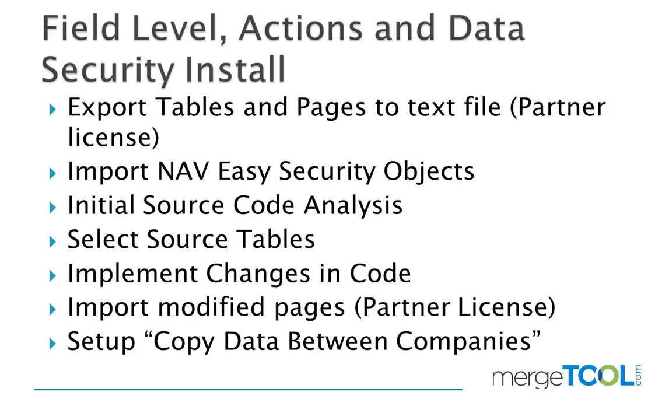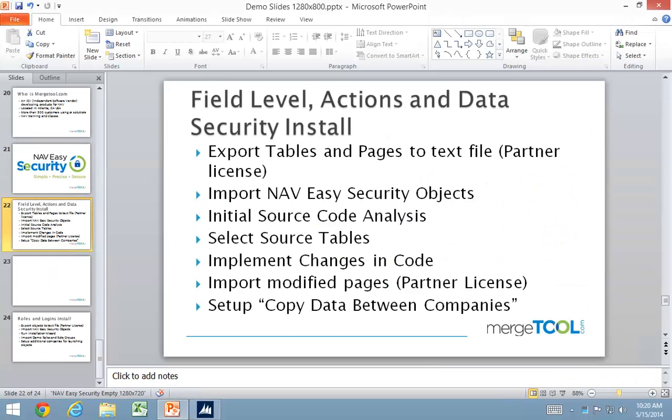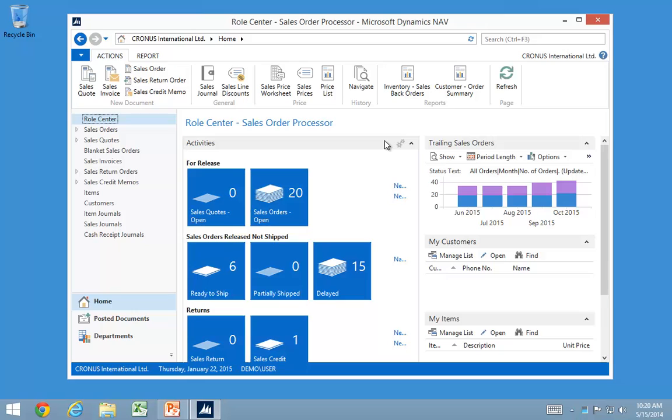We select the tables we want these additional features on. Then we implement the changes. After that, we import the modified pages, and at the end, I'll show how to use this data in a different company also. So let's go take a look at this one in NAV.